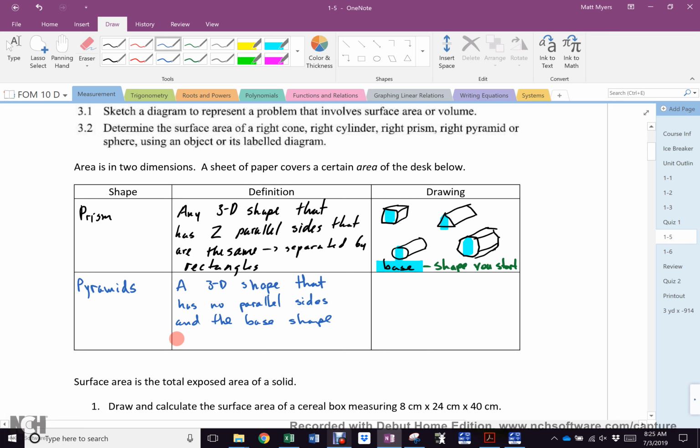And the base shape repeats until it disappears.